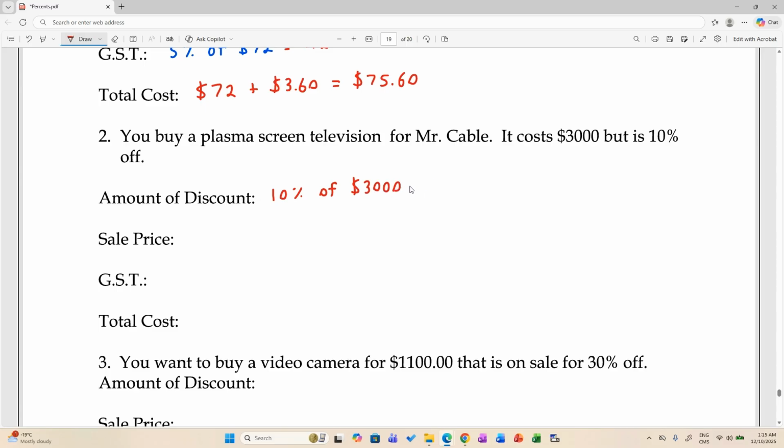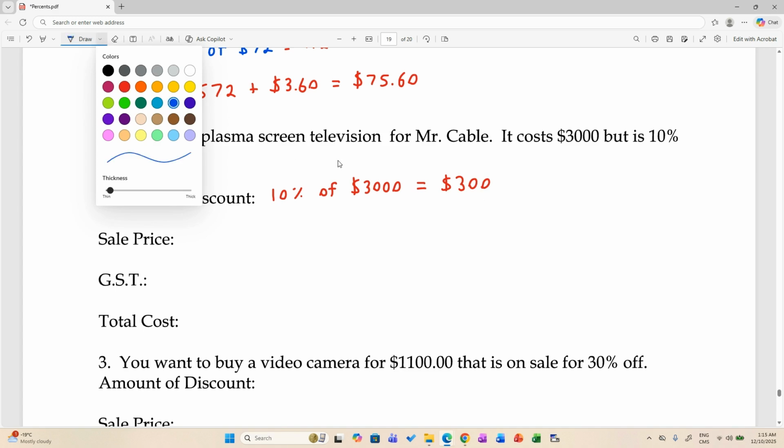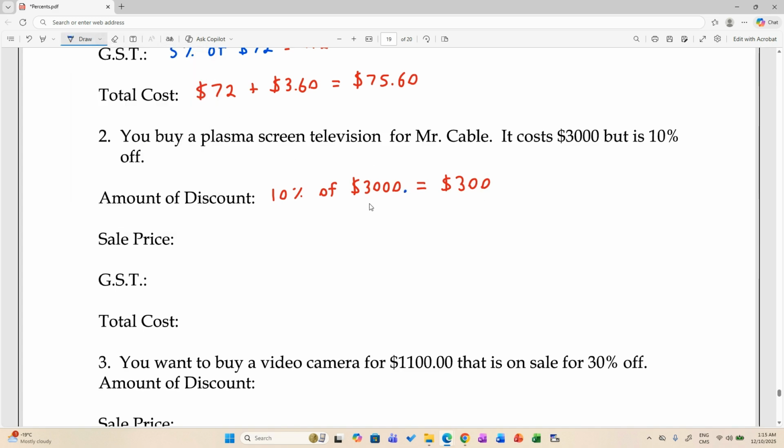Now, if you recall, 10% of $3,000 is simply going to be $300, simply because I have the decimal here at the end, and anytime I'm finding 10% of a number, I just move that decimal place back by one. So I get $300 here. Okay, great. So what's my sales price?